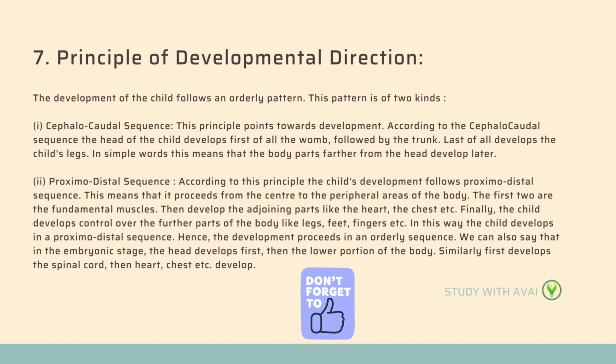II. Proximo-distal sequence. According to this principle, the child's development follows the proximo-distal sequence. This means that it proceeds from the center to the peripheral areas of the body. The first to develop are the fundamental muscles. Then develop the adjoining parts like the heart, the chest etc.